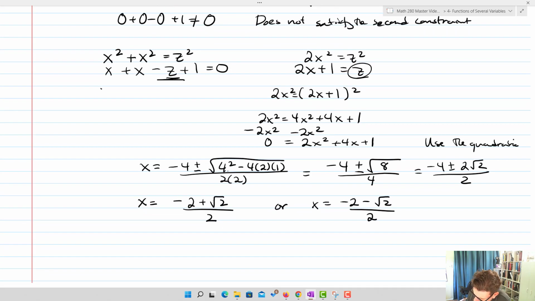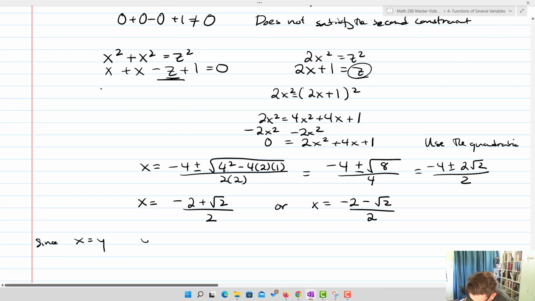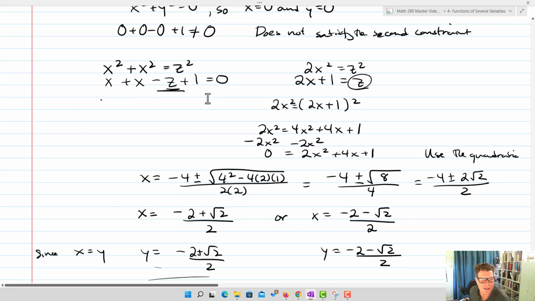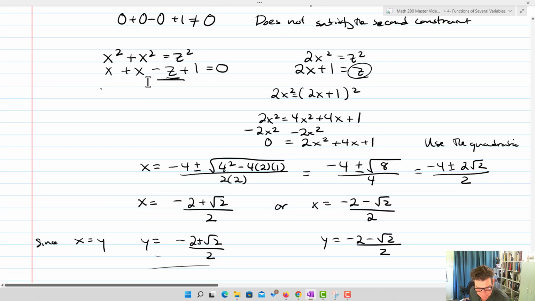Since x equals y, y then would have to either equal negative 2 plus root 2 over 2 when x is equal to that, or y would equal negative 2 minus root 2 over 2. Right? So this is our grouping thus far. And now all I really need is to just go in and figure out what value then satisfies my last set of constraints.